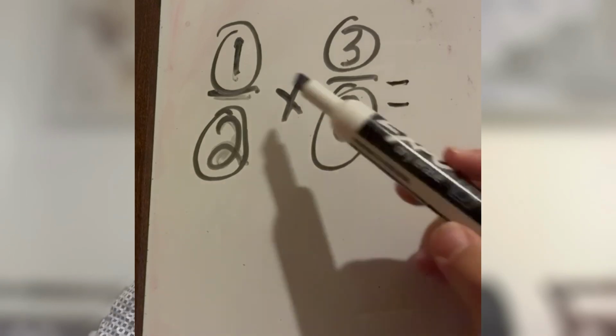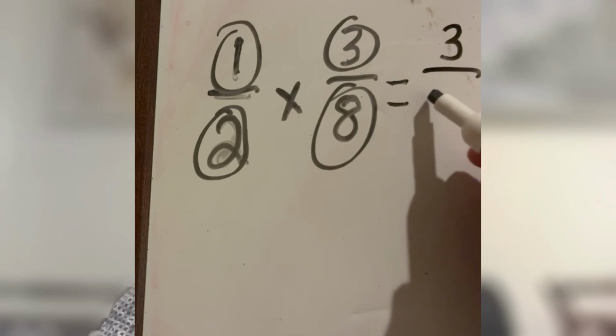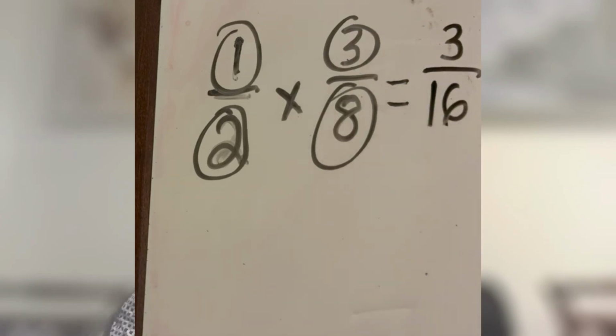1 times 3 is 3, and 2 times 8 is 16. So our final answer will be 3/16. Again, just double check that this fraction that we got is as simplified as possible, which it is.